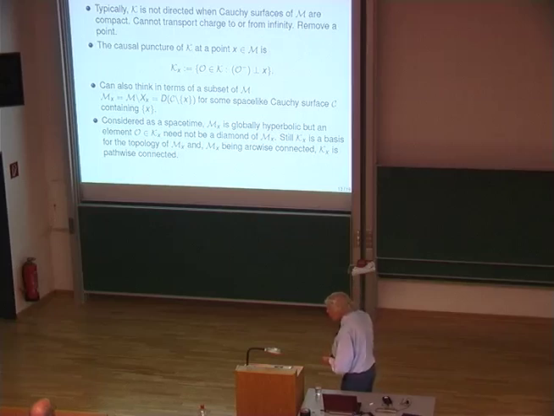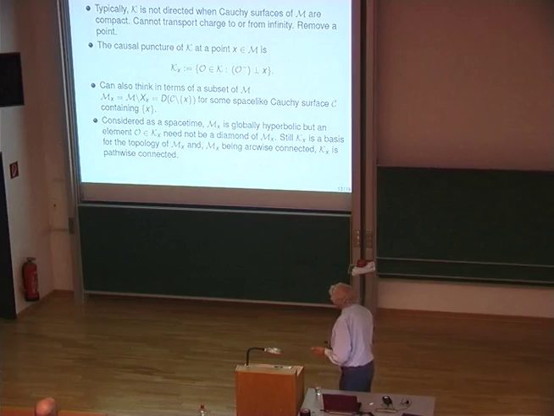Now, there is one physical problem when K is not directed, let's say when the Cauchy surfaces of M are compact instead of being locally compact: there is no infinity. You cannot transport charges to or from infinity, and that plays an important role in superselection theory. And I suggested a solution to this, namely that you should remove one point from the space. I thought of passing to a Cauchy surface and removing one point from that Cauchy surface, but the way that it was then done by Ruzzi is better, which is to define the causal puncture of this K at a point X. These are simply the set of elements of K whose closures are space-like to X.